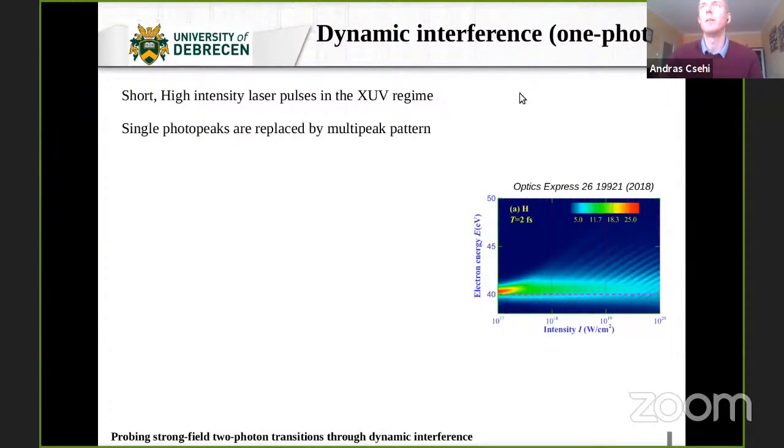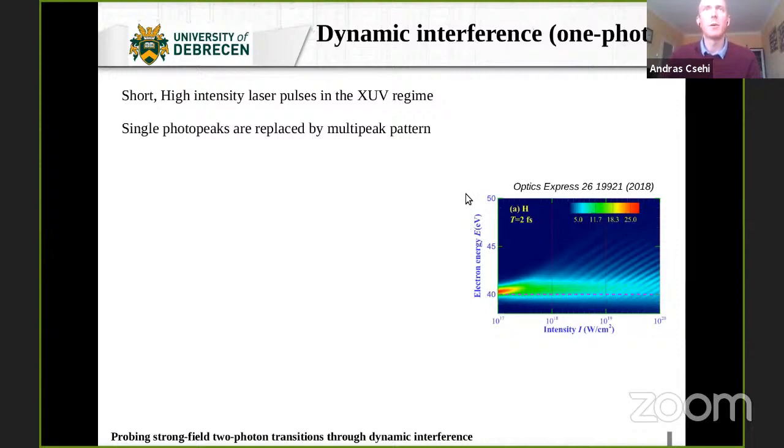A few words about the direct dynamic interference. It was studied in short, high frequency and high intensity laser pulses in the XUV regime. And it was observed that below a certain intensity, we observe a single photo peak, but beyond a certain laser intensity, this single peak is replaced by a multi-peak pattern in the spectrum.